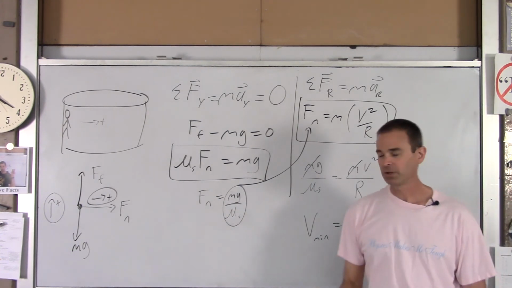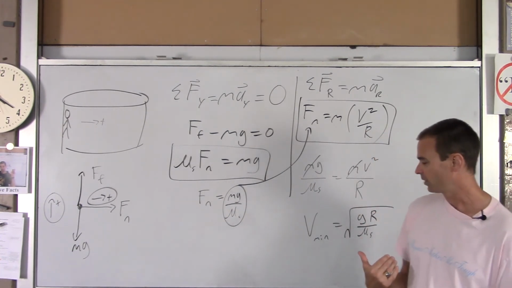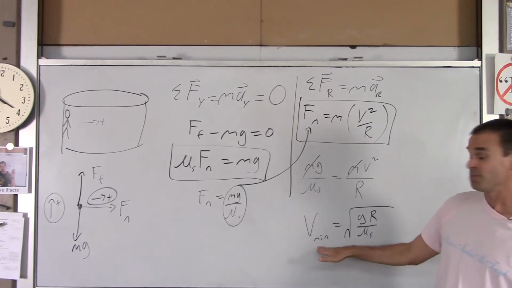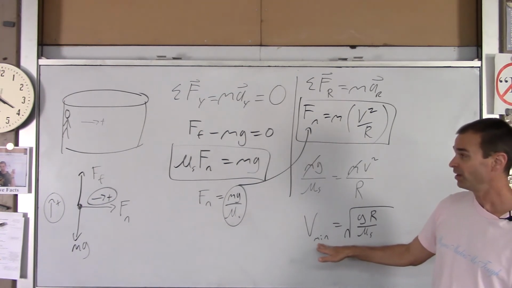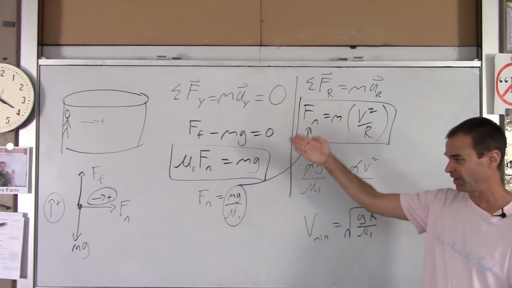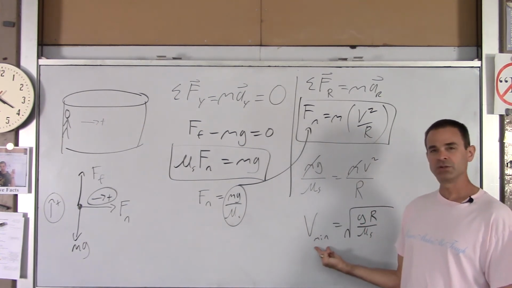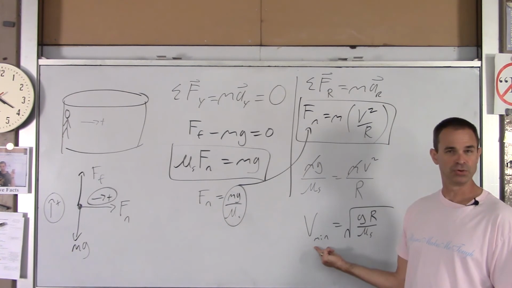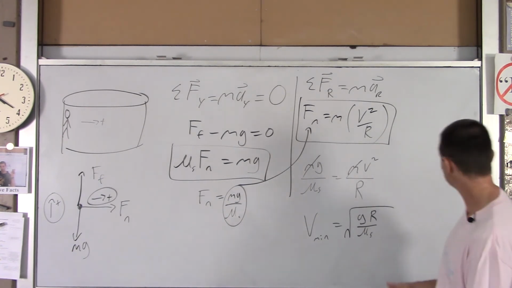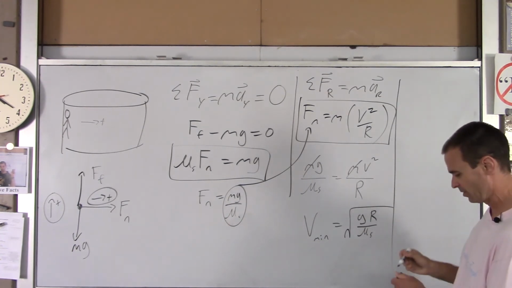Now, the one last thing I want to mention about this problem or work on really quick is, well, first of all, this is v min. You can go faster than this, but this is the minimum you go. If you go any slower than this, you actually begin to slide down the wall, and that wouldn't be good. If you're going v min, what's the time it takes for you to get around the circle? Okay, we could probably fit that in right here.